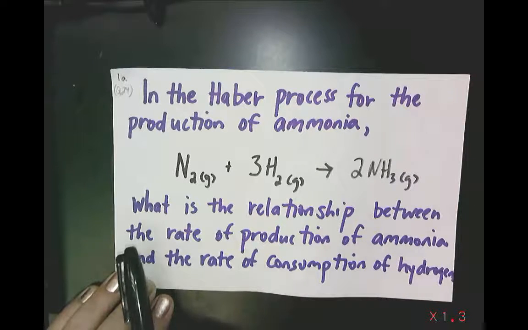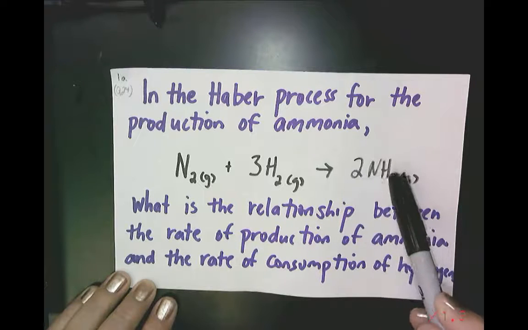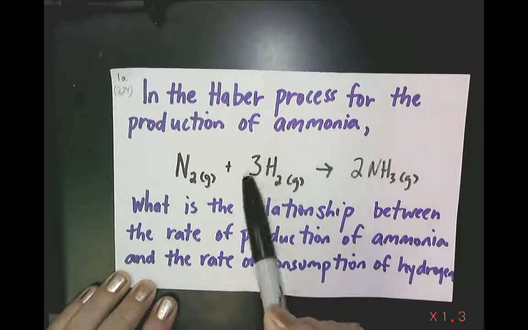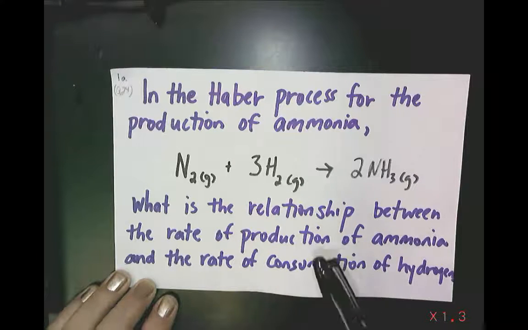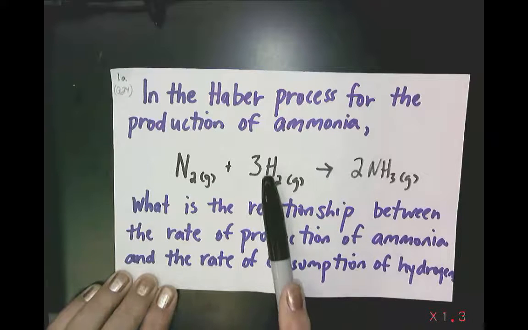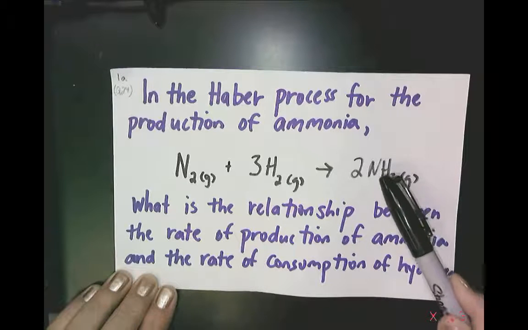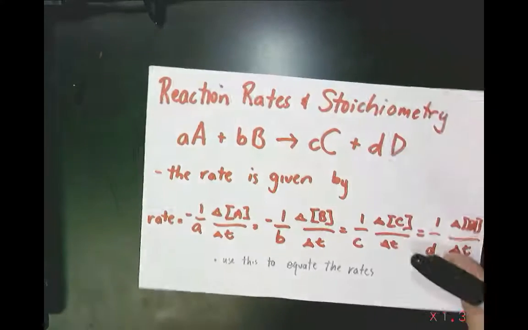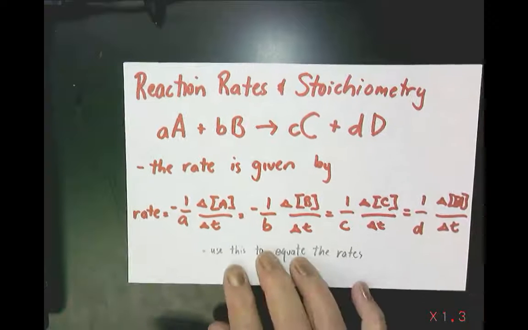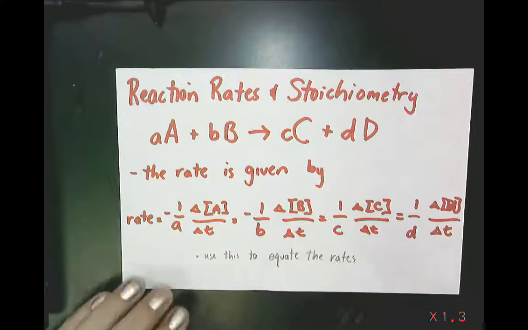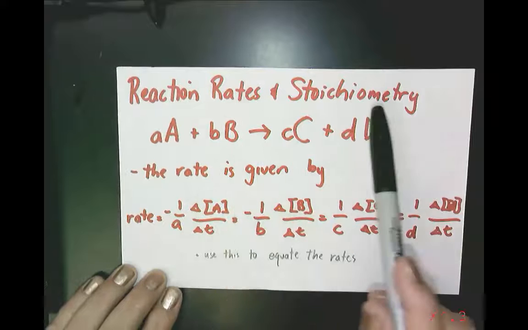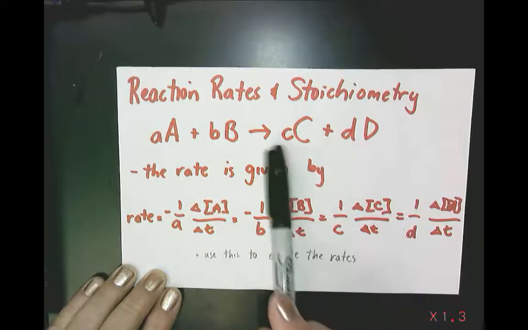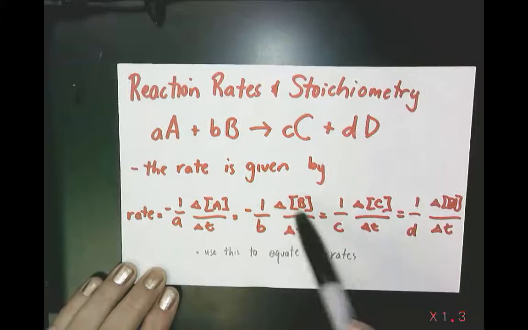The question is asking us to find out what is the relationship between the rate of the production of this ammonia and the consumption of the hydrogen. So we're looking at how as this one disappears, this one appears. The way you solve these is you use this equality here. If you're trying to get a reaction rate using the stoichiometry, the coefficients of a reaction, you simply use this setup and solve it.